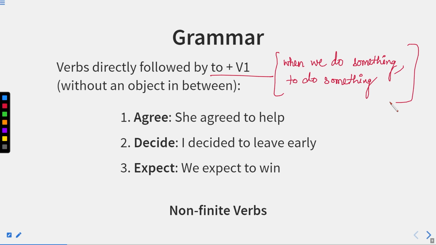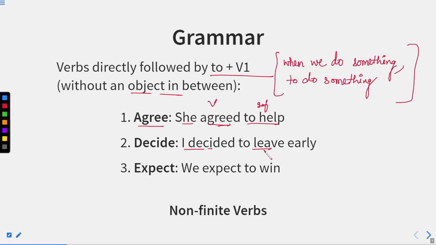So without an object in between, if the object is not there, this I have already told you in our earlier session. I told you about some verbs, that after these verbs we necessarily have infinitives if they make the situation like when we do something to do something. So first of all, let us have a word agree. So she agreed to help. So to help is infinitive, whereas agreed is verb.